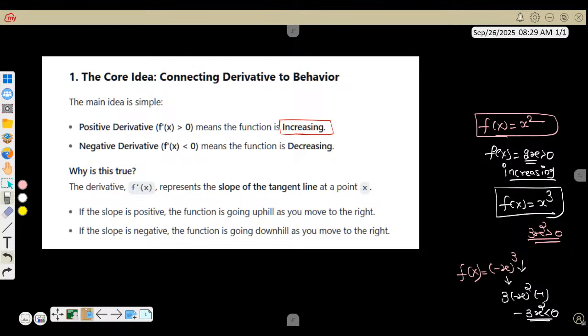Now we have some critical points in the graph where the graph changes its behavior. And how will we find this? By putting the derivative equal to 0. So after taking the derivative, you have to find the critical point.